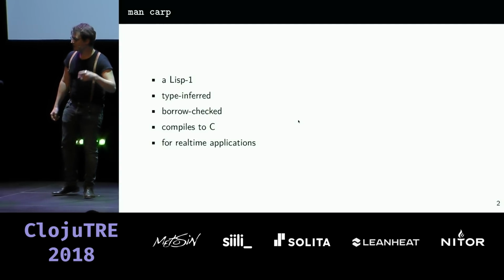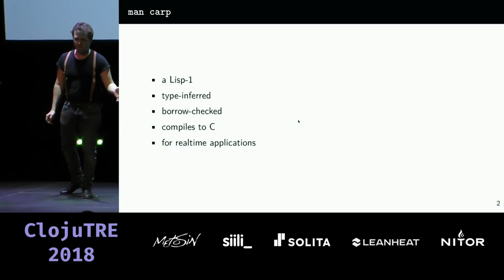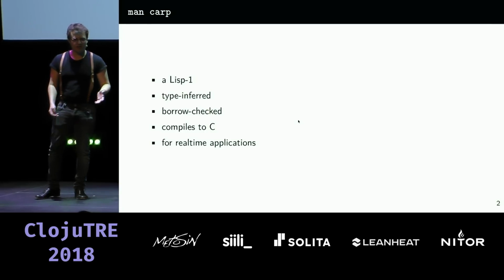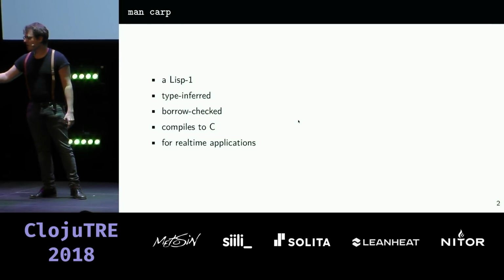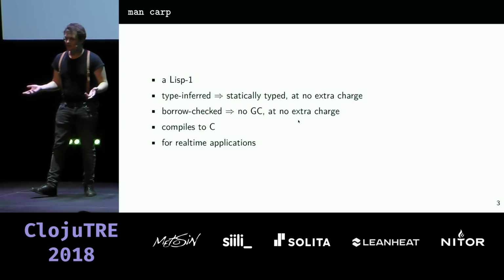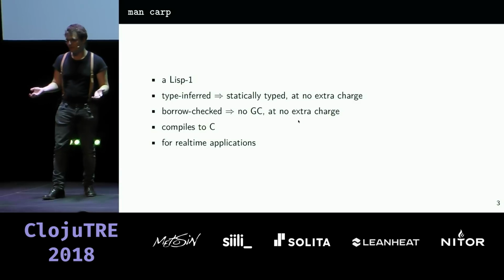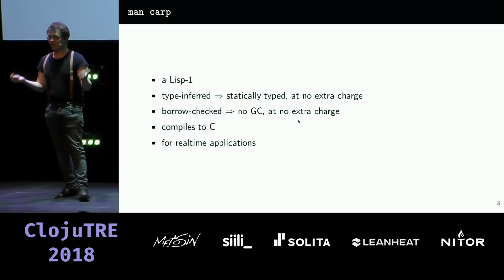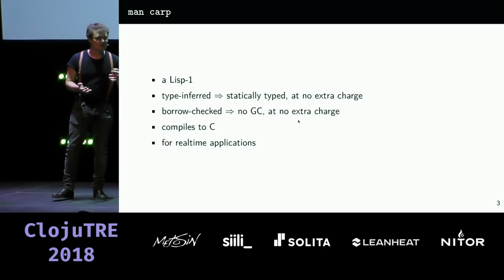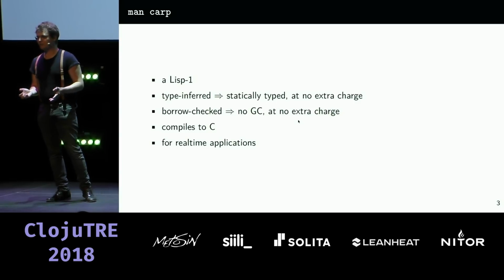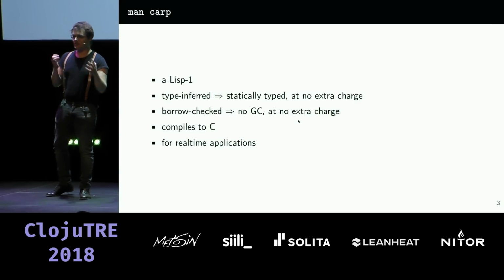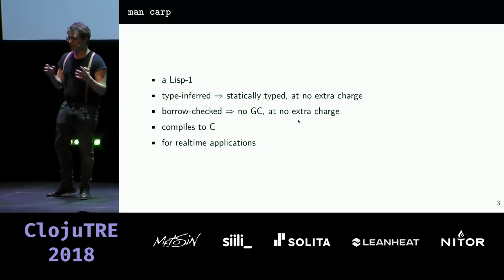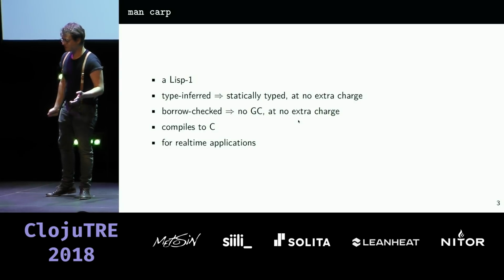It's type inferred, it's borrow checked, it compiles to C, and it's made for real-time applications. Depending on your background, type inferred and borrow checked might not mean much to you. So the way to think about it is that type inferred means that it's statically typed at no extra charge, and borrow checked means no garbage collection without extra charge. Without extra charge means you don't have to do anything about it, or mostly. For type inference, you can, of course, annotate your functions if you want, but you don't have to. The goal is we figure everything out ourselves.